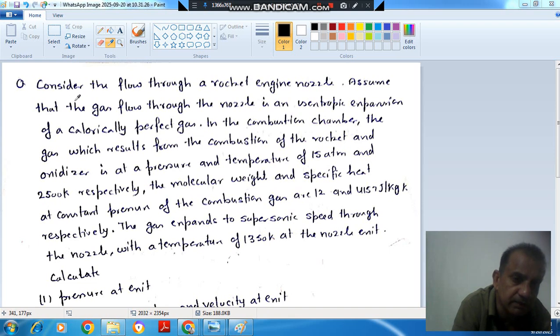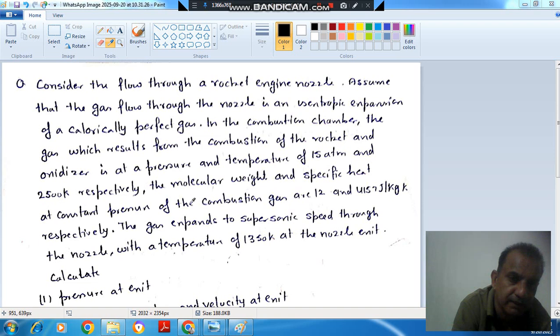So the statement is, consider the flow through a rocket engine nozzle. Assume that the gas flow through the nozzle is an isentropic expansion of a calorically perfect gas. In the combustion chamber, the gas which results from the combustion of the rocket and oxidizer is at a pressure and temperature of 15 atmosphere and 2500 Kelvin.